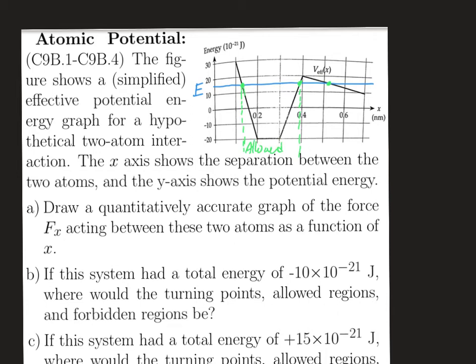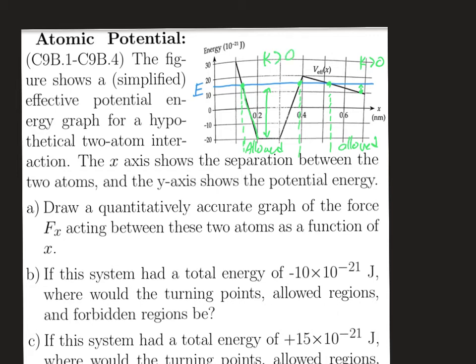Because you can see the potential is going down over in this entire region. The energy is above the potential. And also outside here is also allowed, because out here, the total energy is above the potential, meaning that in these regions, the kinetic energy can be positive. Indeed, it has to be positive.